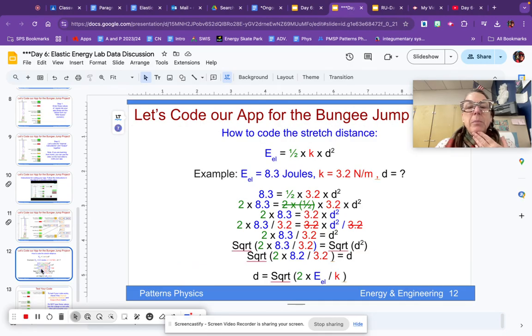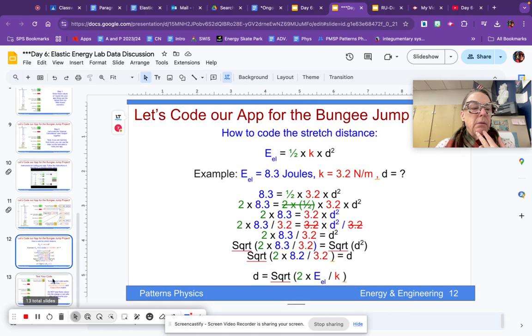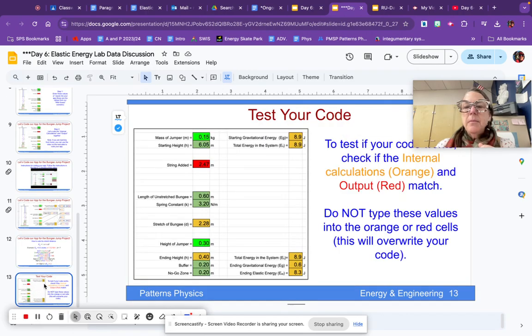This slide right here, I wouldn't pay too much attention to it. We don't really use this a lot. I just wanted to show you how we get to this point, but that's a lot of math. All right, and then we're going to test your app. Put in the green values, and the red value and the orange values should be these right here. And if not, you need to go back.